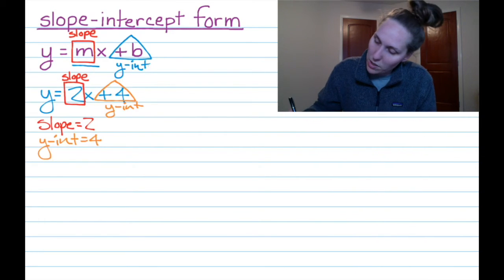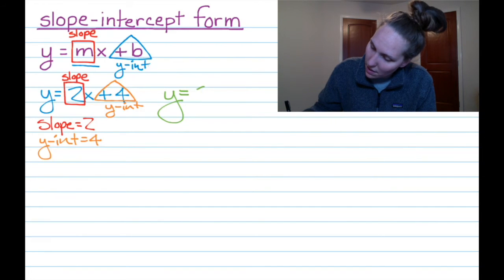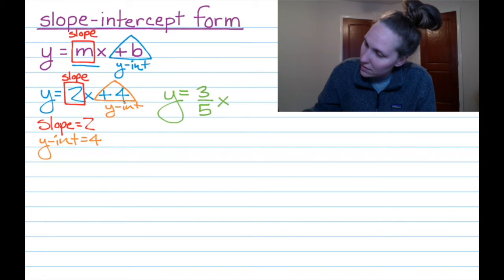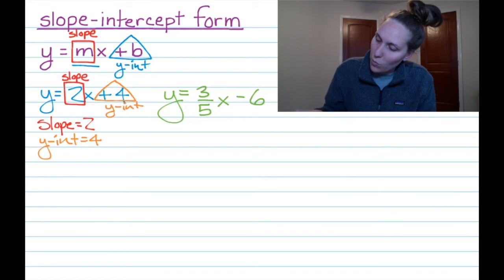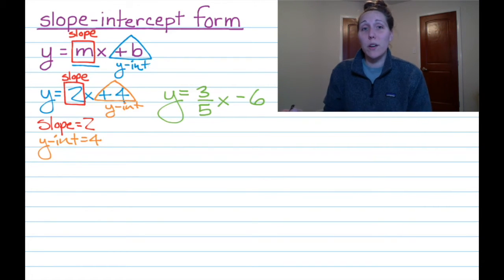Let's try one more of these out. What if our equation was y equals 3/5 x minus 6? Again, we're looking for our slope, and our slope is going to be whatever part is right up against x.